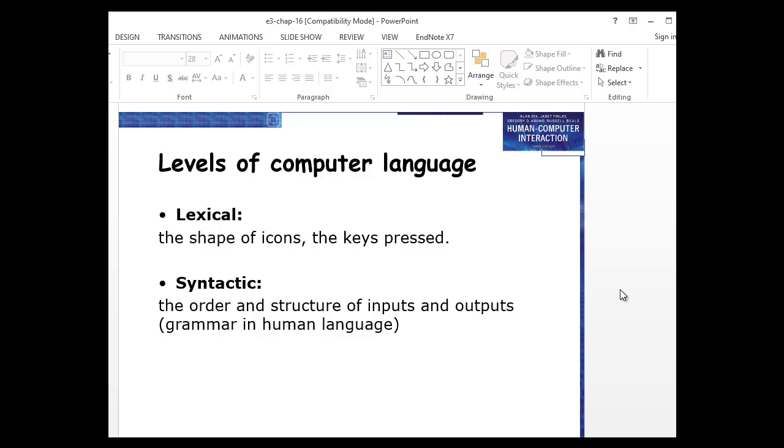The second one is the syntactic level of computer language: the order and structure of input and output. If we take an example related to humans, there is grammar in human language. If the grammar is not correct in a sentence, or there are syntax or spelling mistakes, the syntactic level is responsible for these. As I told you, the flow and order of input and output are covered by syntactic, and in human terms, grammar or spelling mistakes in words, syntactic is responsible.